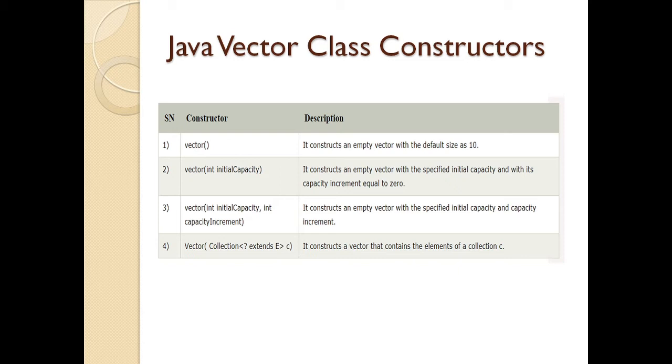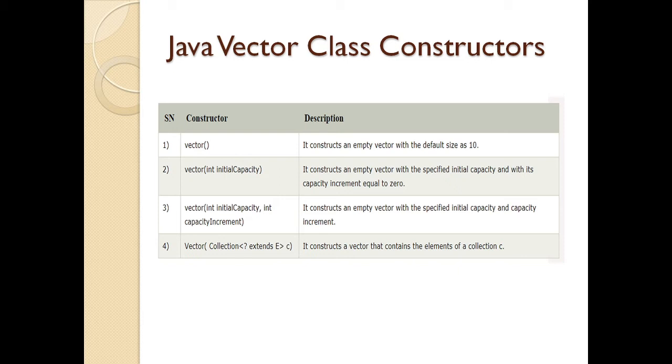We can also create a vector with the constructor Vector(int initialCapacity, int capacityIncrement). It constructs an empty vector with the specified initial capacity and the capacity increment, with which you specify what size you want to increase the vector. Last constructor is Vector(Collection<? extends E> c). It constructs a vector that contains the elements of a collection c. So I can create a vector from an already created collection. Maybe it can be created from an array list or linked list.